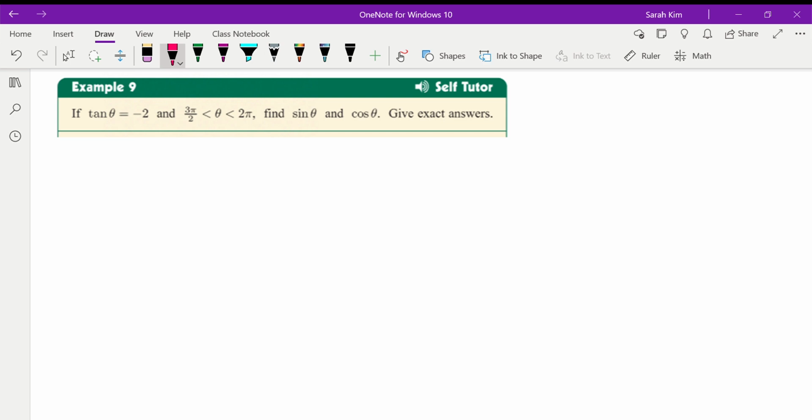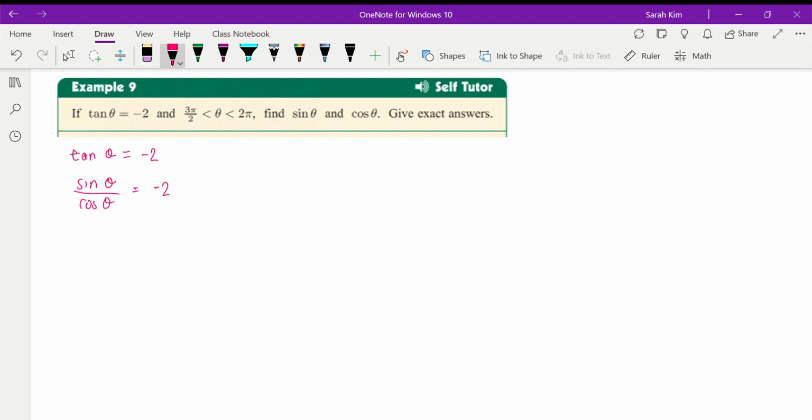Alright, we'll try this example. So we're not using sine anymore like the previous one. We're using tan theta equals minus 2. Now what do we know about tan theta is that it's actually sine theta over cos theta. So that is minus 2.